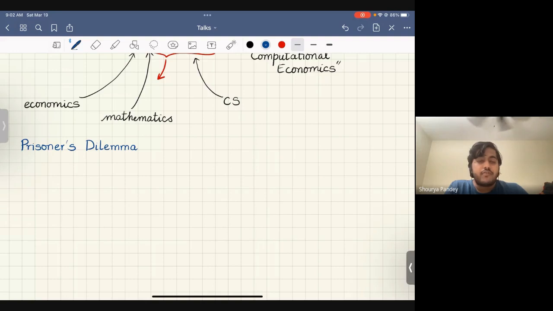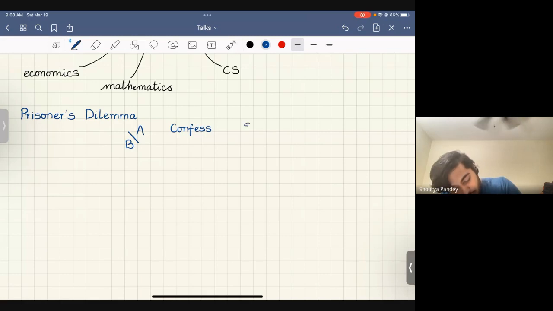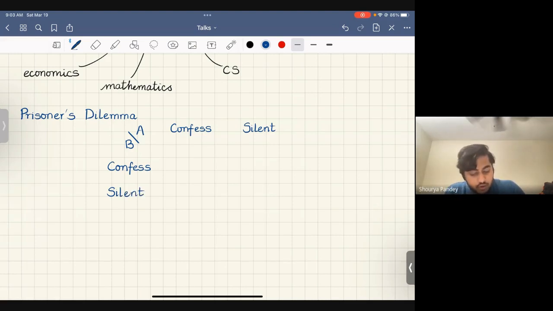So what happens is, say the two prisoners are A and B, and if both of them do not confess, so let me make a table. So there's A and then there's B. You have the choice of confessing or the choice of not confessing, that is being silent. Confess or remain silent. If they both remain silent, then they each get, I don't know, 1 year in jail.